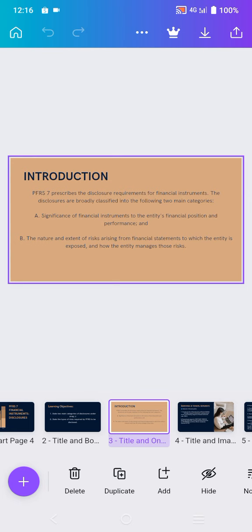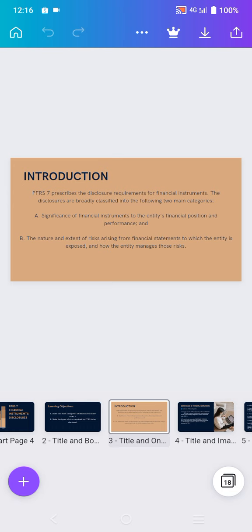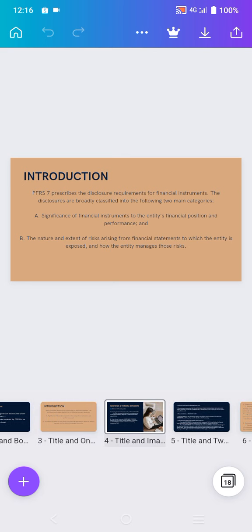Introduction. PFRS 7 prescribes the disclosure requirements for financial instruments. The disclosures are broadly classified into the following two main categories. A. Significance of financial instruments to the entity's financial position and performance. And B. The nature and extent of risk arising from financial instruments to which the entity is exposed and how the entity manages those risks.